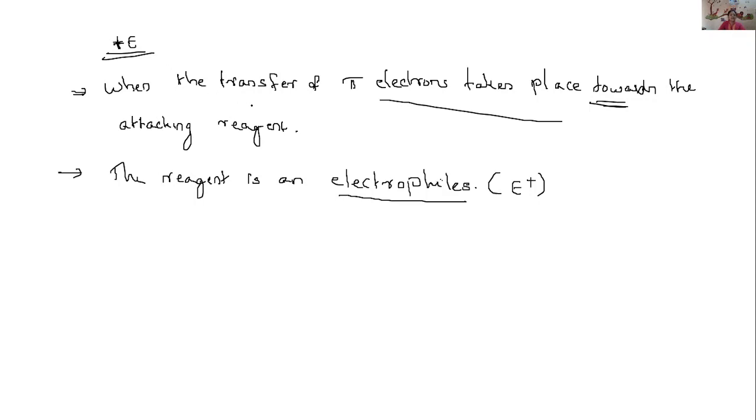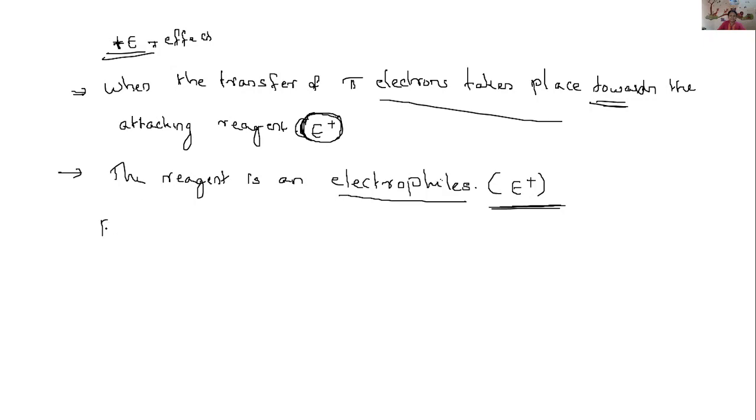So what is plus E? Electromeric effect means it is a transfer of pi electrons. When the transfer of pi electrons takes place towards the reagent, that means that reagent is electron deficient. The reagent has no electrons, so the pi electrons are given towards the reagent. When the transfer of electrons takes place towards the attacking reagent, it is called plus E effect. In plus E effect, the reagent is an electrophile.